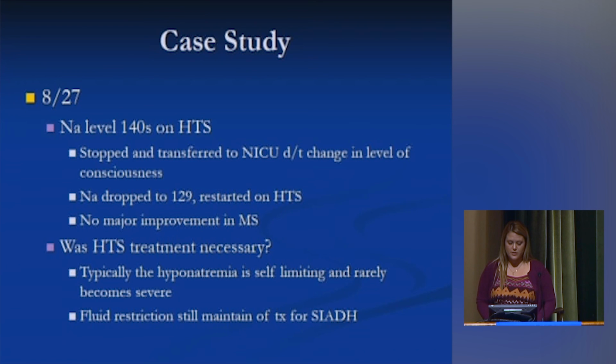So a couple days later, her sodium is 140s. She's on hypertonic saline, and then it stopped, and she's transferred to the neuro ICU for changes in her level of consciousness, and her sodium dropped again to 129. She was restarted again on hypertonic saline with no improvement in her mental state. Why is this hypertonic saline necessary at this point? Typically, hyponatremia is self-limiting, and it doesn't become that severe. But in this case, because it's SIADH, the fluid restriction still would be the mainstay of treatment.